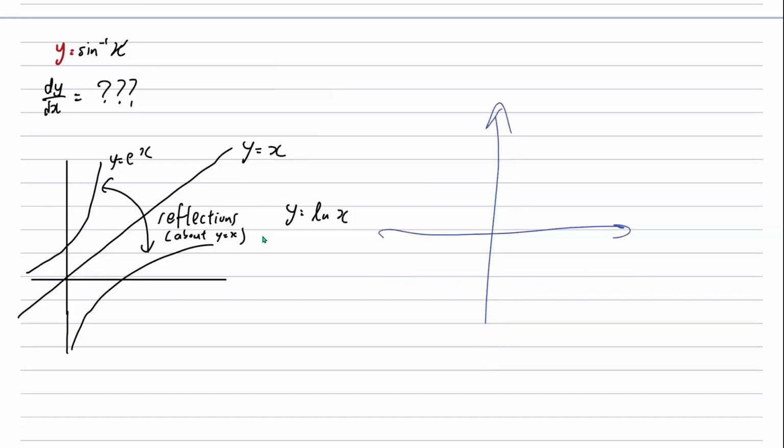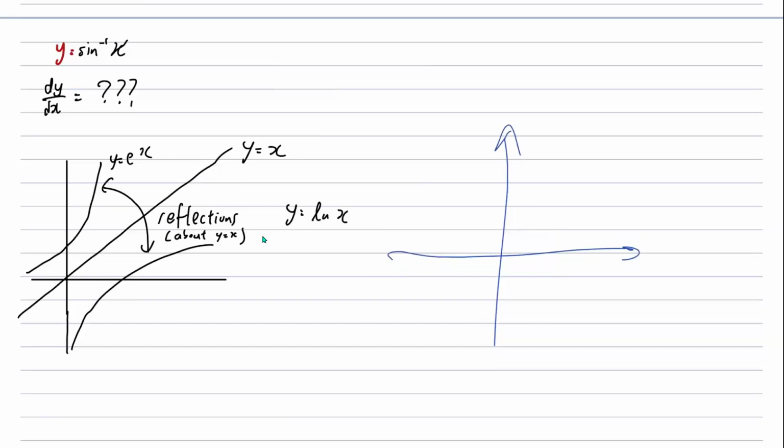We just draw a sketch of the sine inverse and sine graph. So it looks like this. It looks like this. And y equals x is here. Y equals sine x is this. Oh no, that's a wrong drawing. Sine x looks like this. Then sine inverse looks like this.